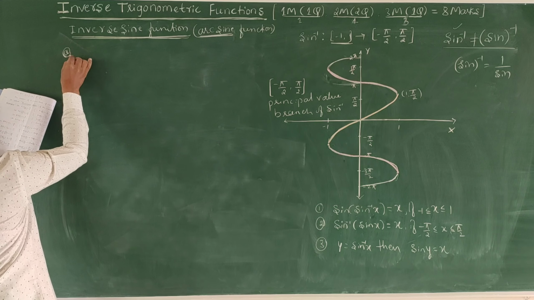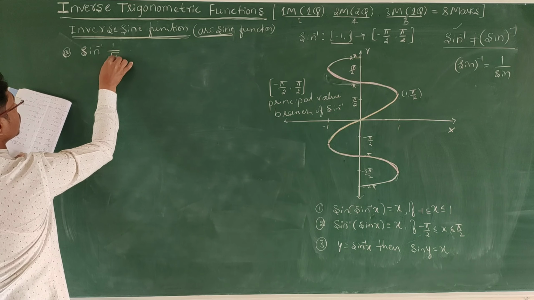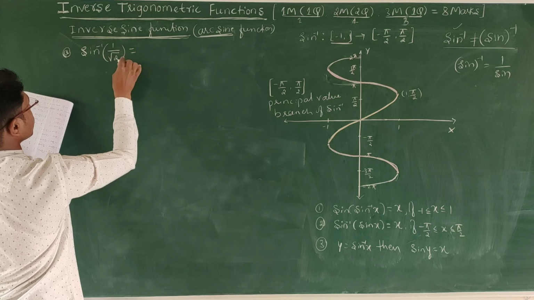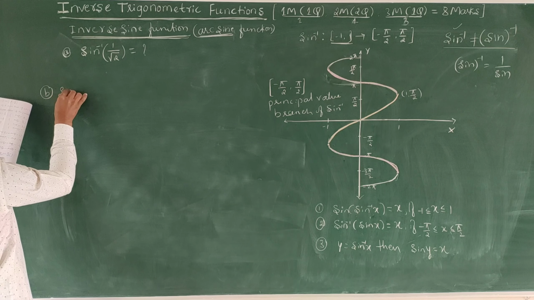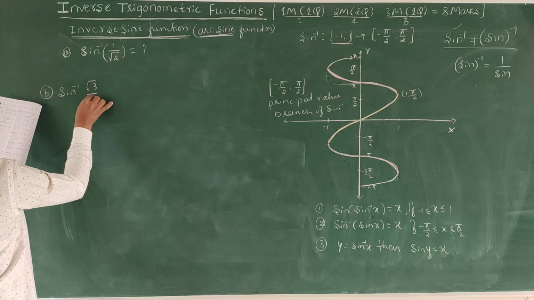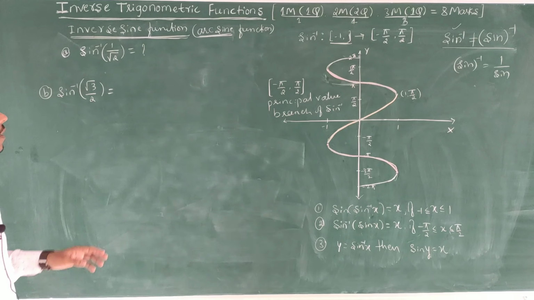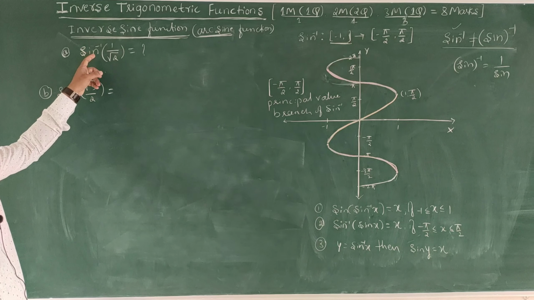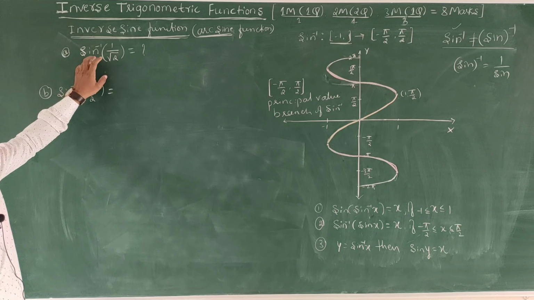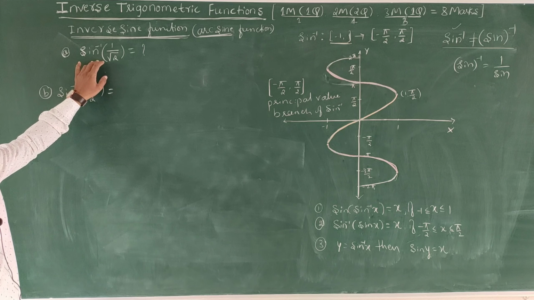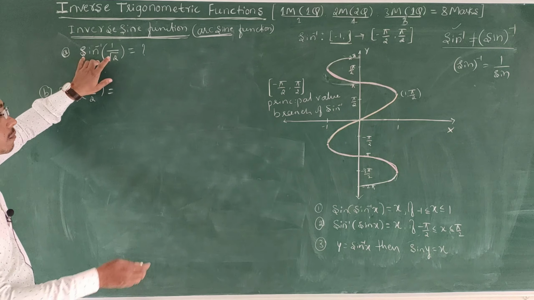Example A: sine inverse of 1 by root 2 is equal to what? Okay, B: sine inverse of root 3 by 2 is equal to what, we have to find. So see here students, we know the value of sine pi by 4, that is sine 45, which is 1 by root 2.